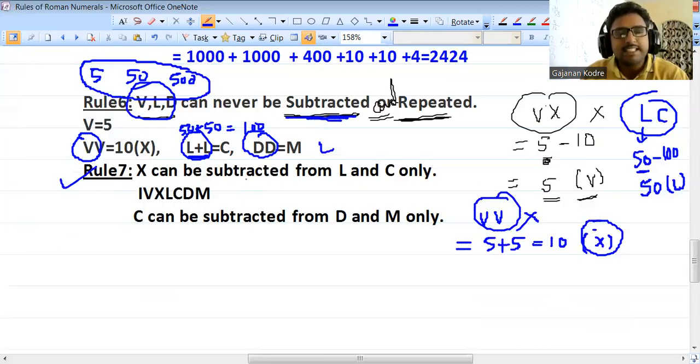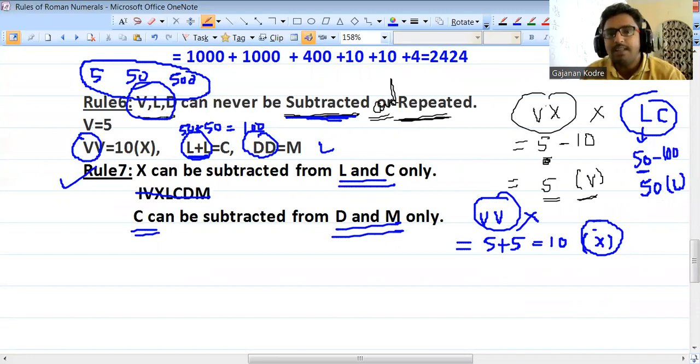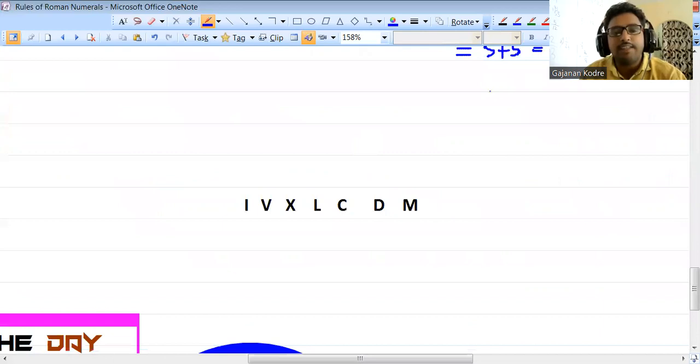Now, let's talk about rule number 7. Rule number 7 says X can be subtracted from L and C only. C can be subtracted from D and M only. This type of question will come most of the time in MCQs. So don't worry, I have a trick for it. You just have to remember IVX LCDM. Now make pairs of 3, 3: the first pair is the first three, then the second pair is the next three.